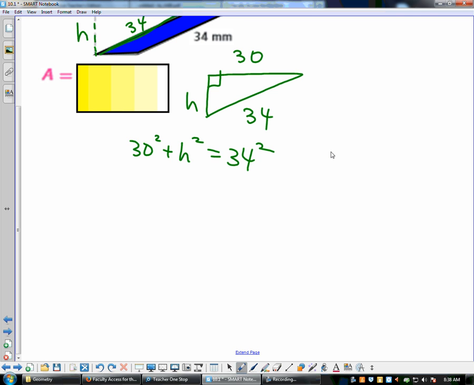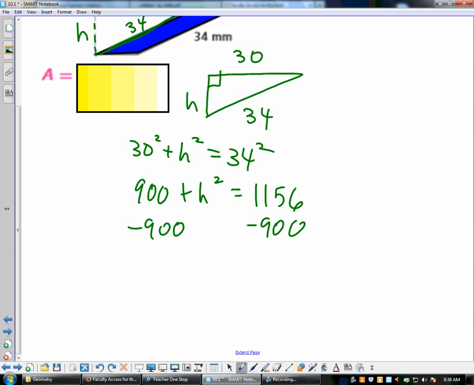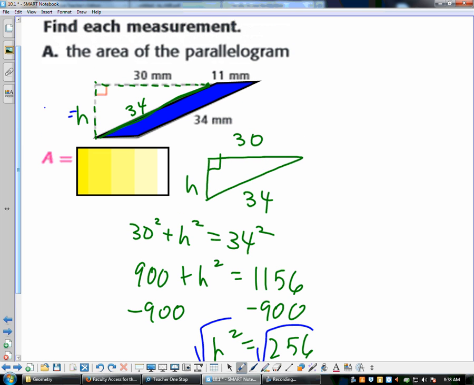What's 30 squared? 900. And what is 34 squared? 1156? 1156. And we subtract 900 from both sides. And we get h squared equaling what? 256. And the square root of that is what? All right, so h equals 16. If that is the case, then this is 16.